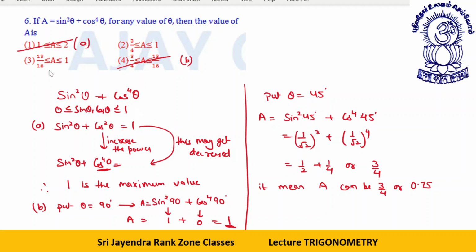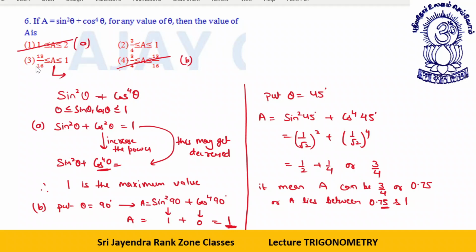But if I consider this value, from here I can say A can be 3 by 4 or 0.5, or A lies between 0.75 and 1. Why? Because A has got 1 and A has also got 0.75.